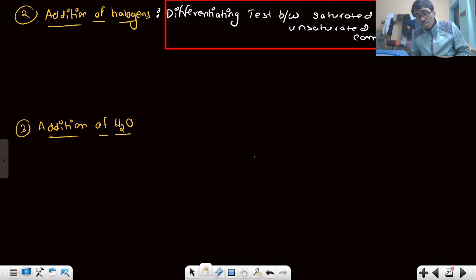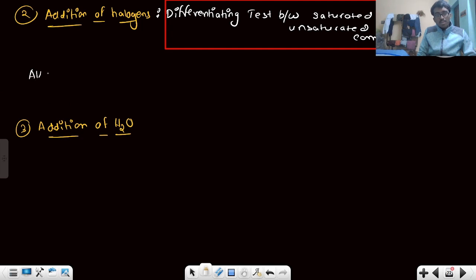What do I mean by a visible change? Suppose we are taking bromine, the color of bromine is reddish brown. If we take methane and add bromine to it, we will not find any change in that reddish brown color, because it will not undergo any addition reaction. But if we use ethylene and treat it with bromine, we will see the reddish brown color of bromine fades away. Why? Because it is performing addition reaction. So that's the difference between unsaturated and saturated compound. Clear? So addition of halogen serves as a differentiating test between saturated and unsaturated compound, which I have done in class 10, but I am telling it again because a question might come from here. Okay, so it's very simple over here.